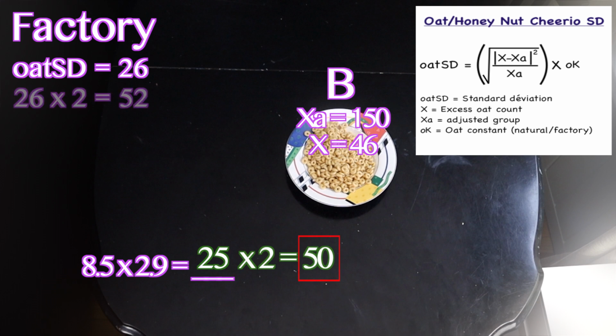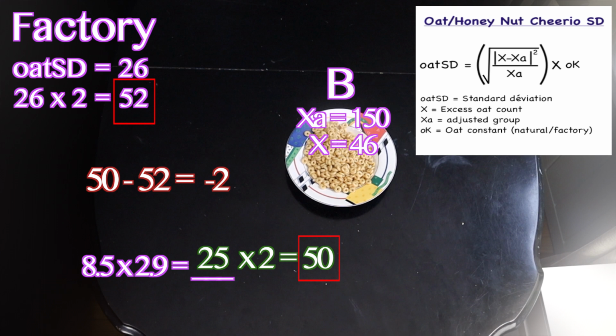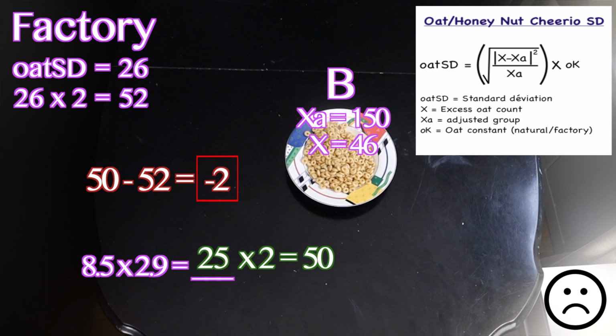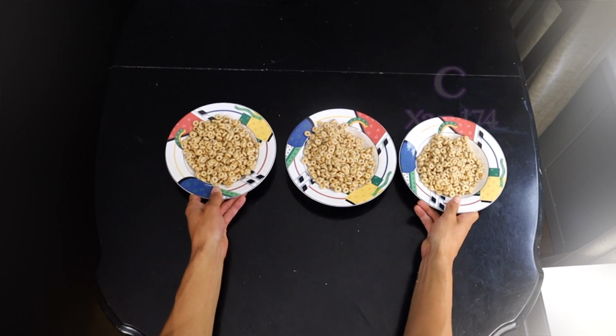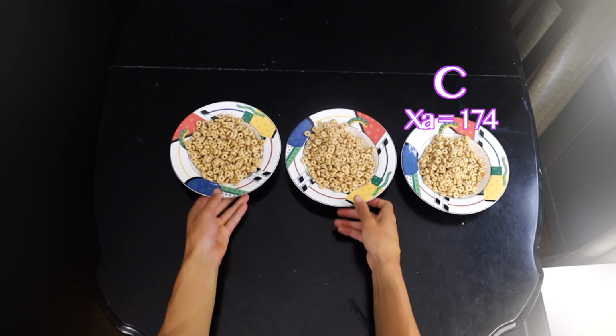in that bowl. And when we subtract this by the good oat range for the factory bowl, we actually get -2, meaning that bowl B has 2 less good oats in that good oat range than your average factory bowl. This is a little bit disappointing, but it's nothing to be unexpected. If you're doing 3 bowls, at least one of them is probably going to be a little bit under that factory standard. So moving on to bowl C, we're going to do the same calculations we did for bowl B.